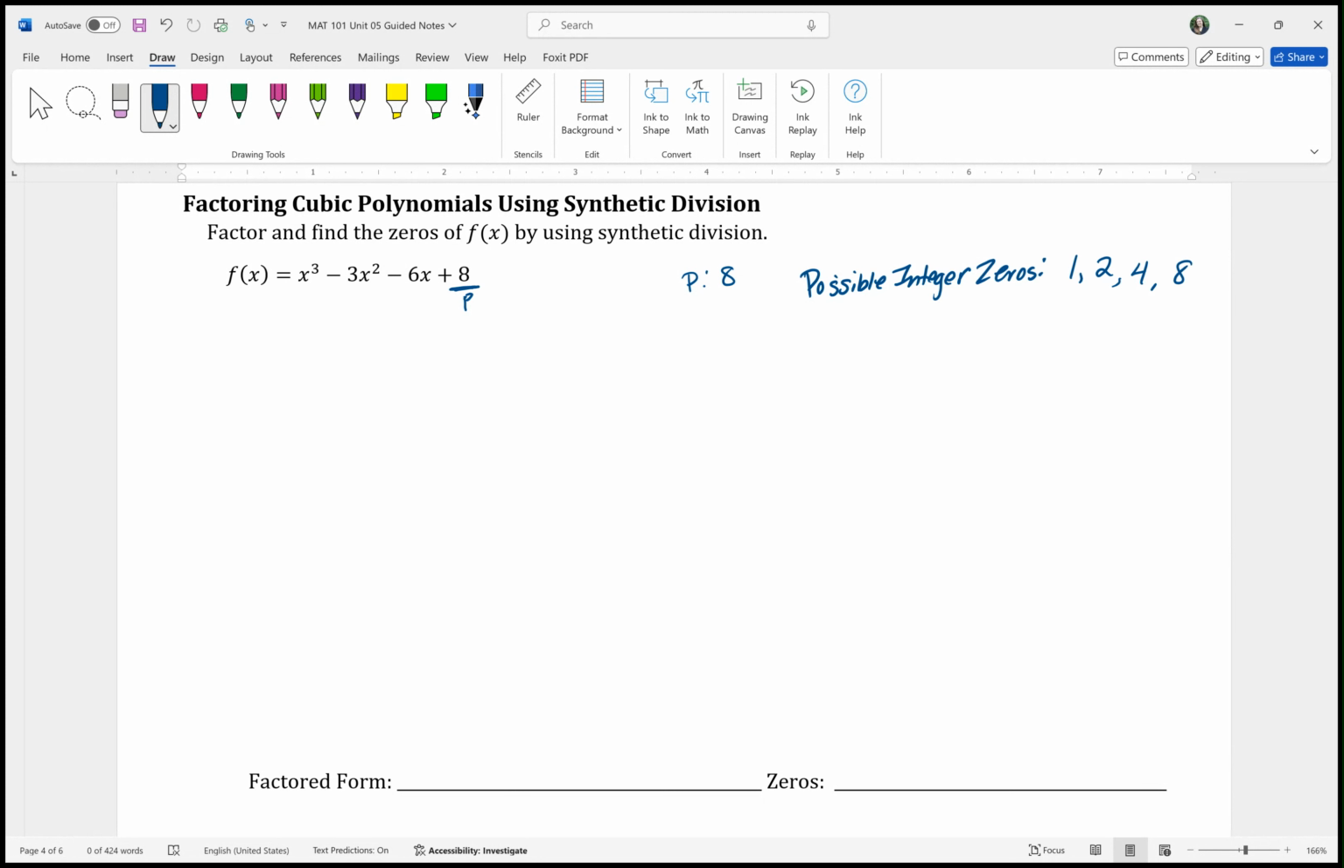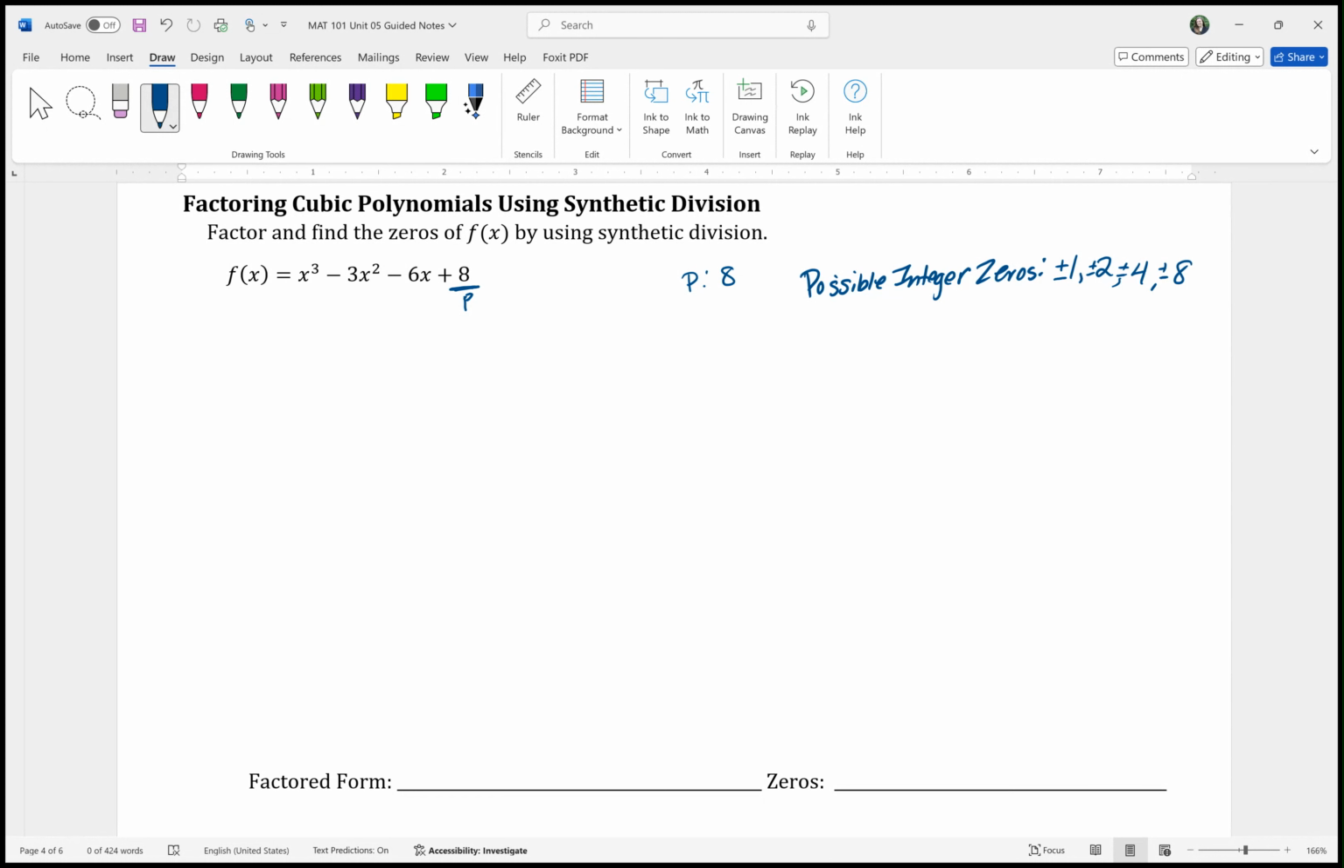But we also have the negative of those as well. So we're going to put little plus-minus signs in front of each one of these. And this gives us 8 options here. We could have 1 that works and gives us a remainder of 0, or -1, 2 or -2, 4 or -4, 8 or -8. We don't know that these are going to be actual zeros until we do the process of synthetic division. It doesn't matter which one you start with. I usually just start with 1 so I don't forget 1 or skip over the very one I need.